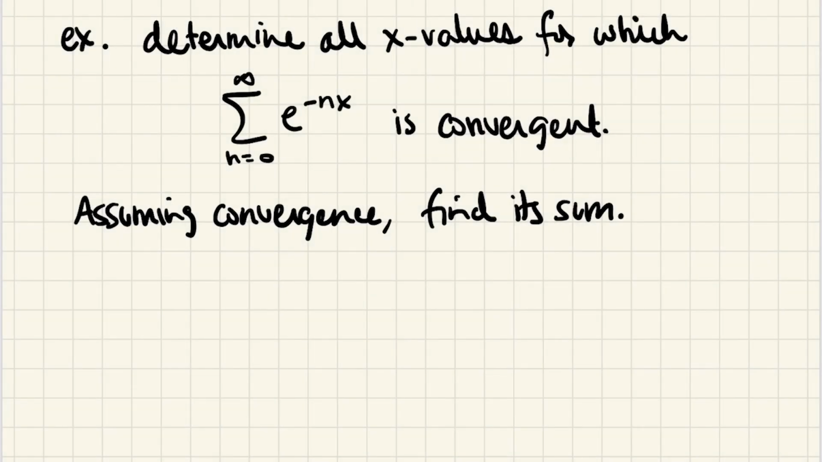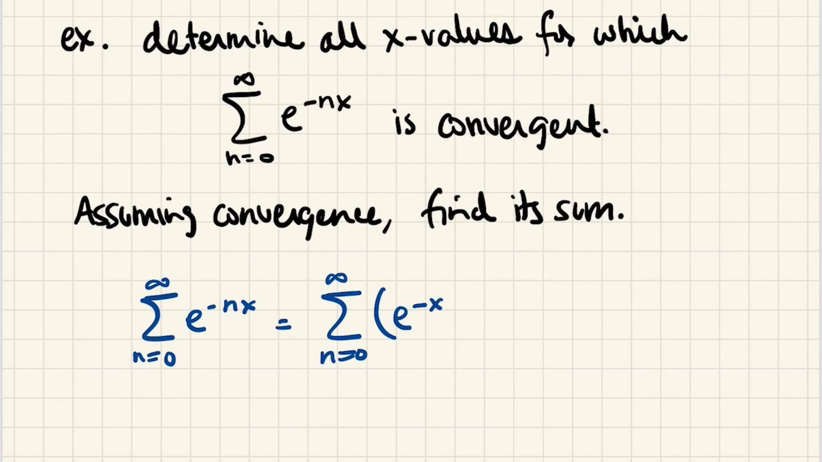Okay, let's revisit this particular type of problem. So this is a geometric series, and we want to extract the r value out of this, so we can write it as e to the negative x, which itself is raised to the n. And you can see here is our r value. R is just the stuff that's raised to the n.